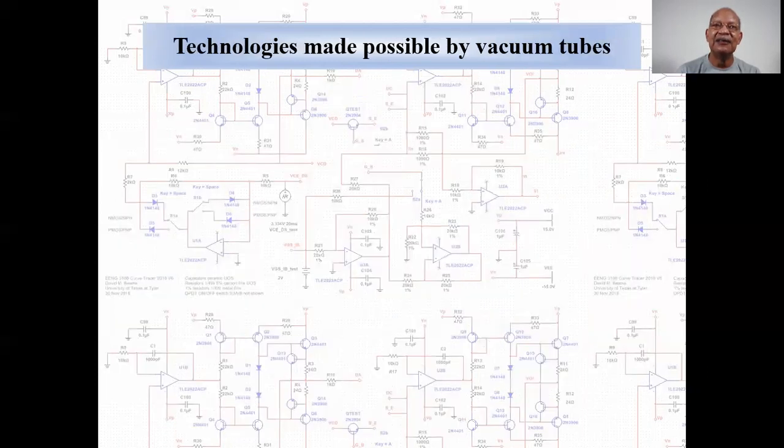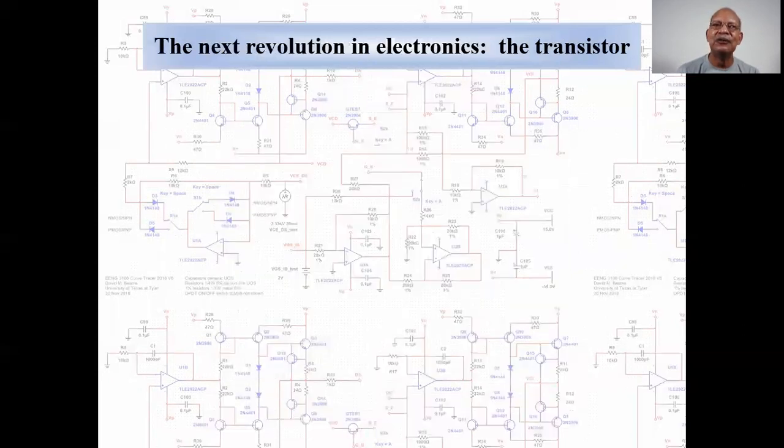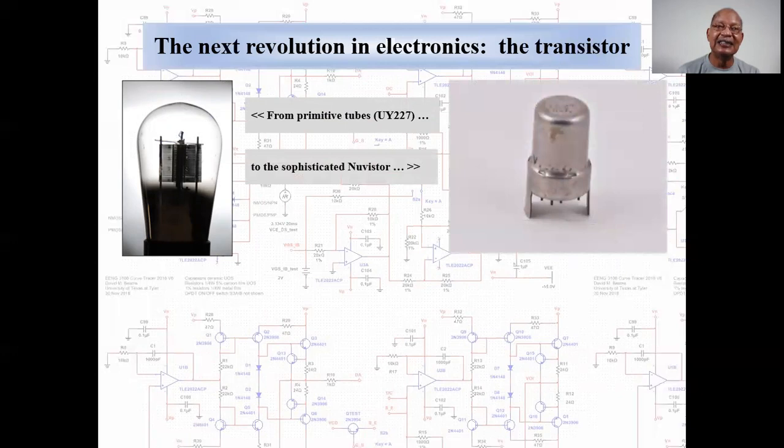And yet another advanced technology using vacuum tubes. Digital computers. The origin of the term bug comes from an incident in which a malfunction of a vacuum tube computer was traced to a moth caught in the machine. But a revolution was coming. From the UY227 to the 6CW4 was a span of just over 40 years, about the duration of an engineer's career.